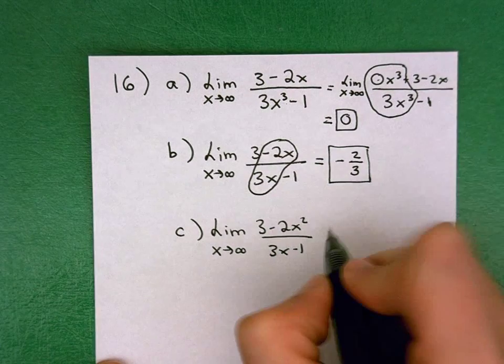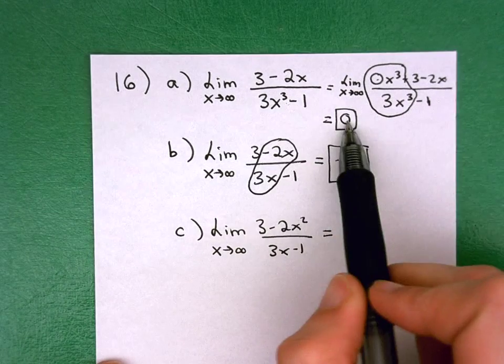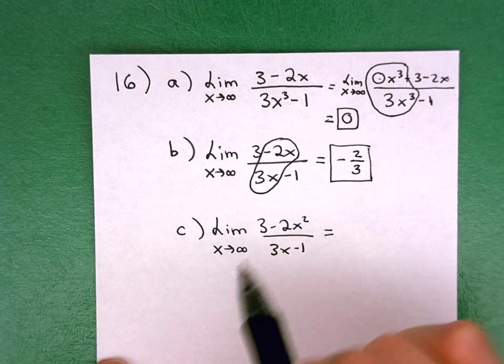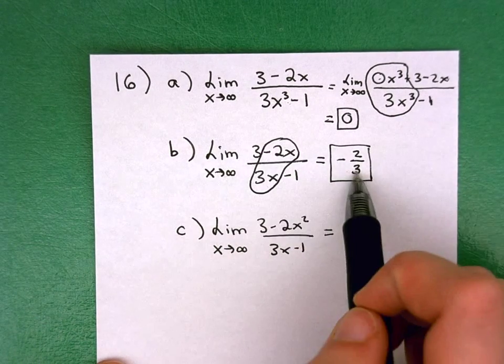Okay, and then the third scenario: when your highest power is in the denominator, that'll be 0. When your highest power is both in the numerator and the denominator, then they'll simplify. I should say the coefficients will simplify.